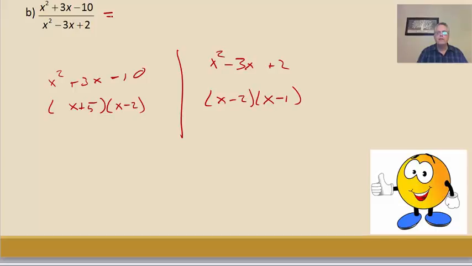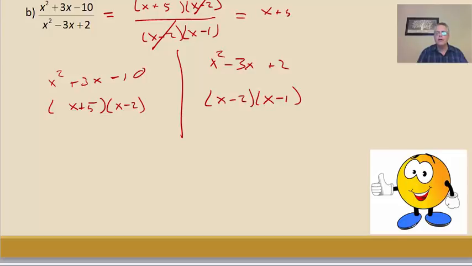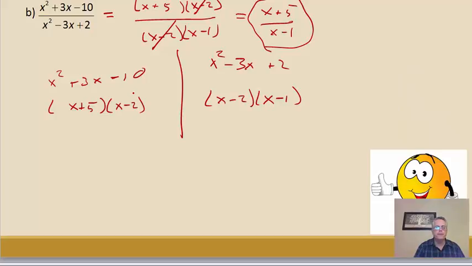Once I have them factored, we're going to substitute their factored form. So this is x plus 5 times x minus 2. Down here is x minus 2 times x minus 1. We see what they have in common. If they have something in common, we can cancel. So they have an x minus 2 in common, and we're left with x plus 5 over x minus 1. The reason I bring this up is that we're going to need this when we're discussing limits very soon.